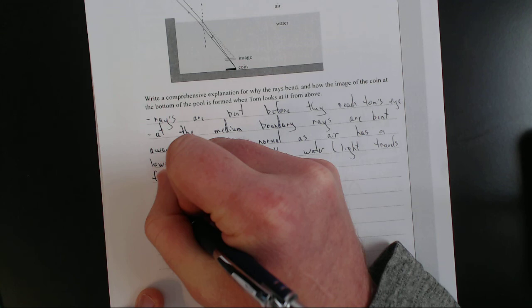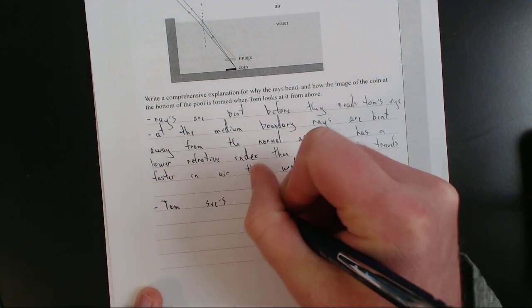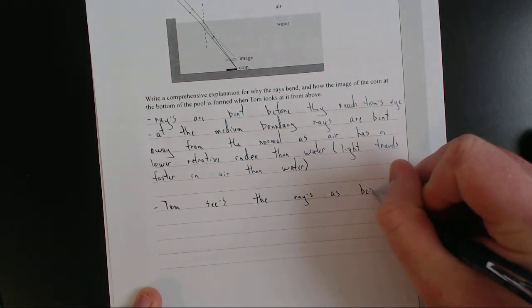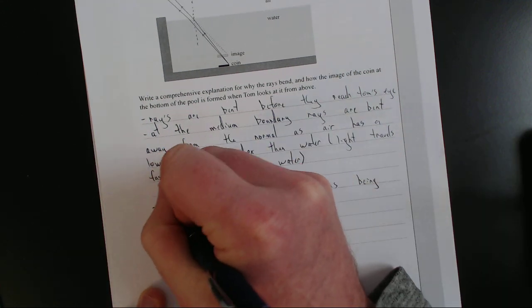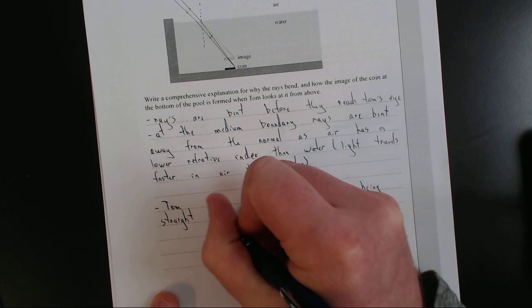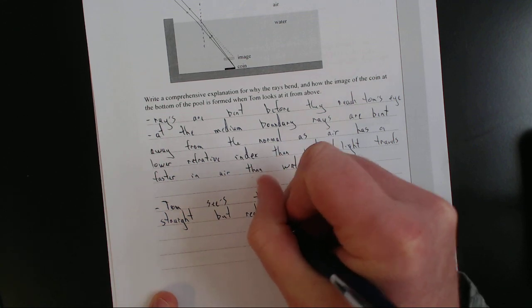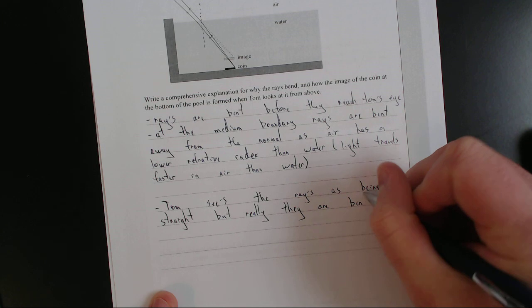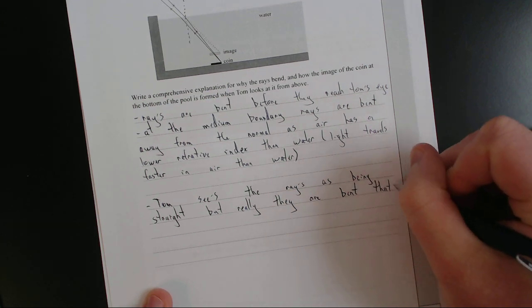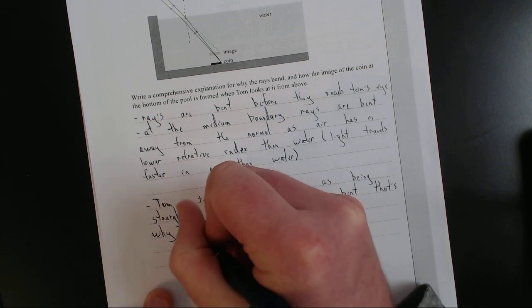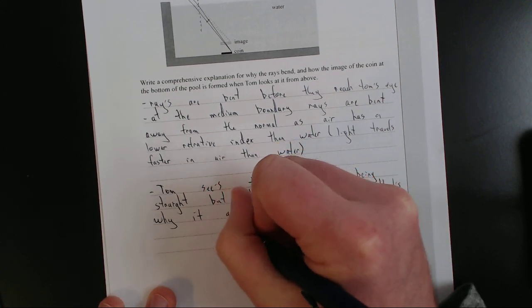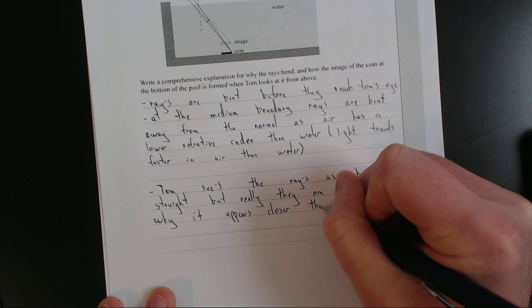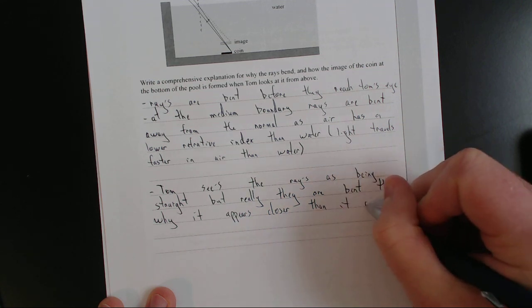So Tom sees the rays as being straight, but they are really bent, and that's why it appears to be closer. Closer than it is. It really is.